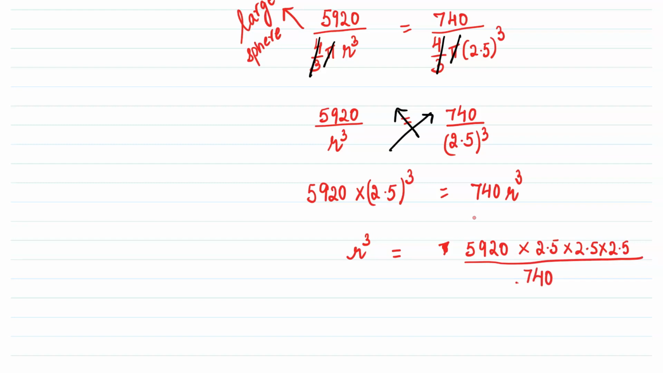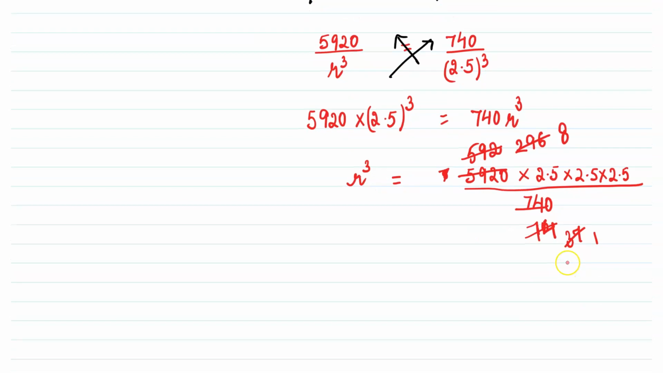So, let's first divide by 10. So, we get 74 the moment I divide this and this by 10. So, 592. These are both even numbers. Let's divide by 2. So, 296. So we can divide, 37 times 8 is 296. So let's see what do we get. We have 8 times 2.5 into 2.5 into 2.5.